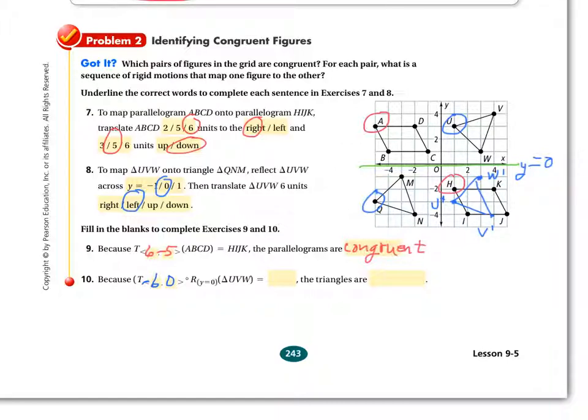And then this one they left this blank. This was the pre-image. What was our image? So this was our pre-image. Yeah, QNM is our image, so we need to put that in there. Triangle QNM, and the triangles are congruent.